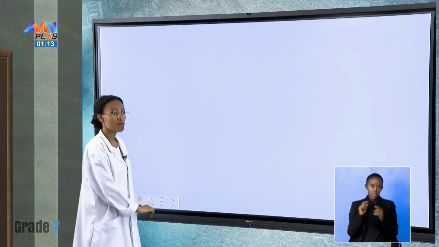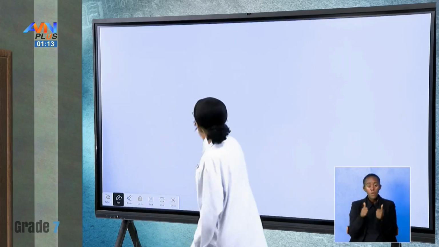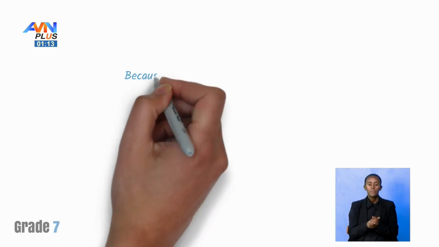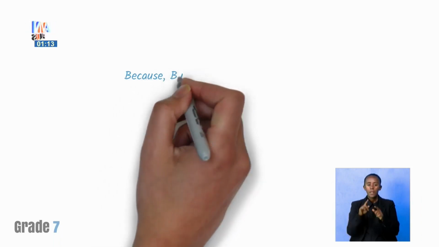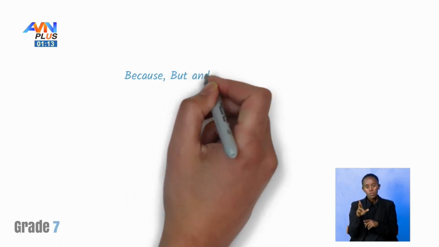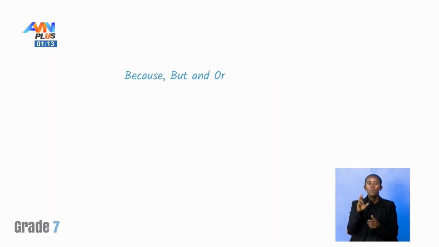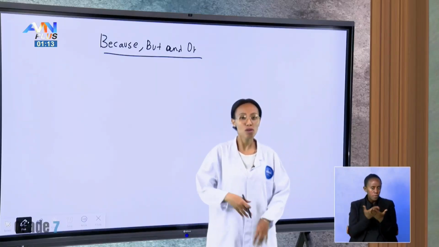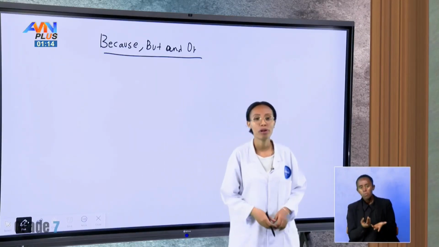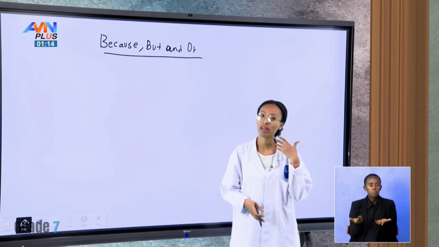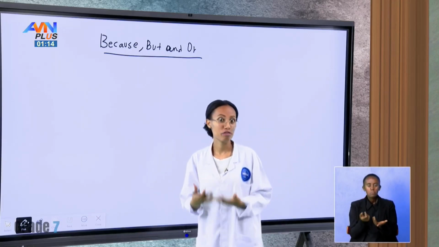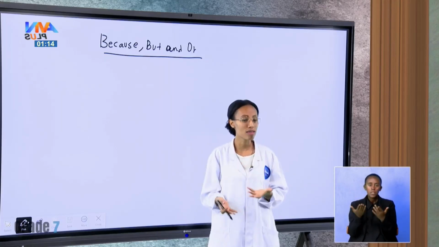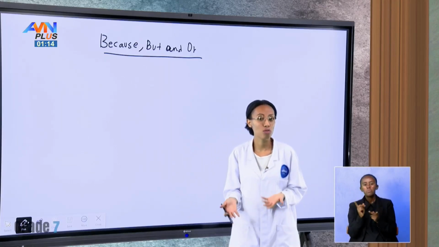And now let us go to today's topic, which is because, but, and, or. So what are these 3 things? These are very common things that we use all the time when we're talking, when we are writing, we hear them when we are listening, and we see them when we're reading. So these are very common words that we see a lot. So what are they and how do we use them?